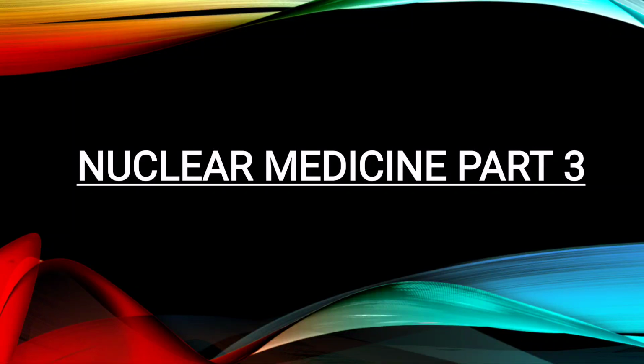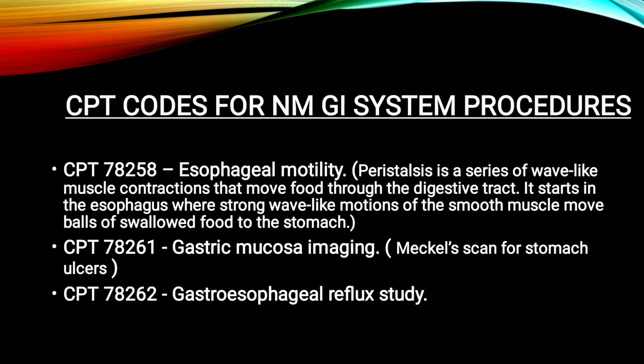Hello friends, today we are going to discuss nuclear medicine part 3, in which we will look at a few nuclear medicine procedures that are performed on the gastrointestinal tract of the human body and the CPTs that are used to code such nuclear medicine procedures. The CPTs involved in coding such procedures are as follows. Our first CPT is CPT 78258, which is used to code esophageal motility test.